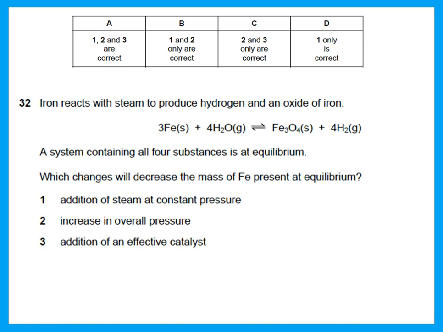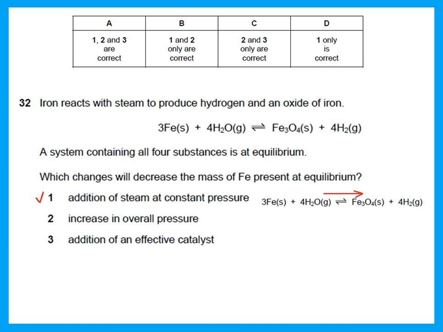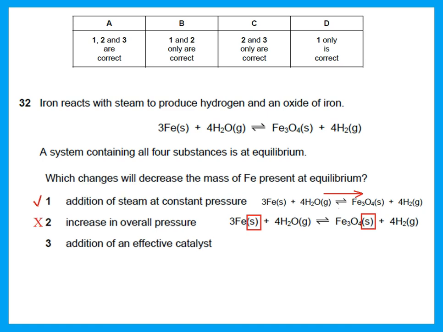Okay, the first choice is addition of steam at constant pressure. Yes, actually, if I add any of the reactants, the reaction goes forward, and that means that the iron will be used. So that is correct. Increase in overall pressure. Remember, in general, increasing the pressure will cause the reaction to go to the side with fewer molecules. But that applies to what? It applies only if the reaction has gases. This reaction has solids. So actually, this statement is not one of my answers.